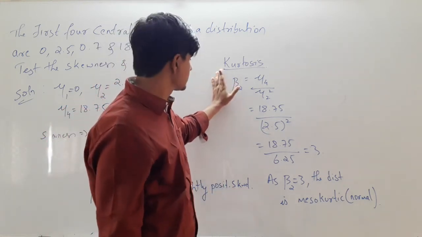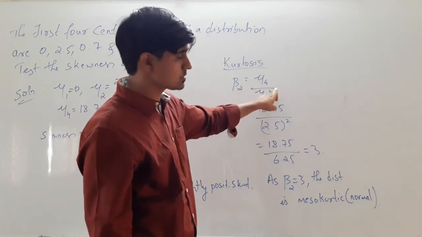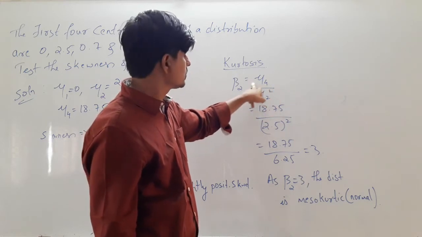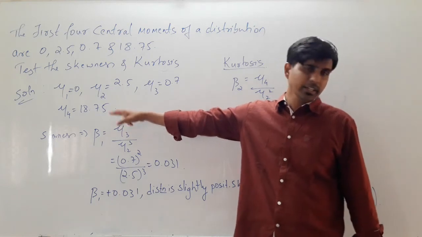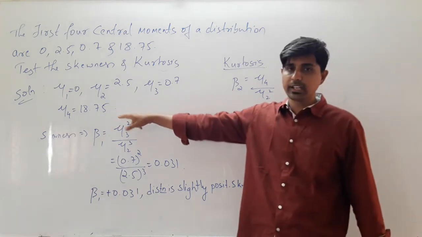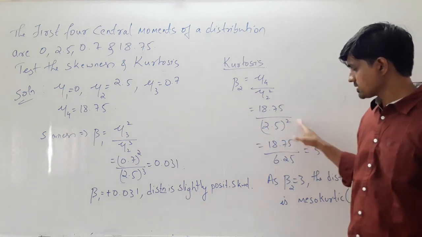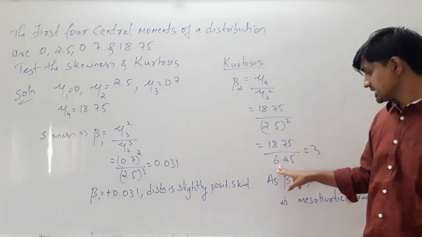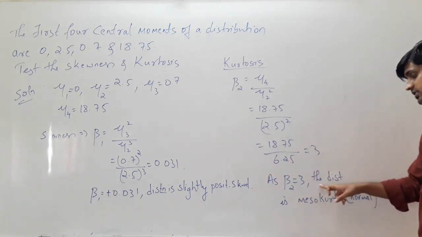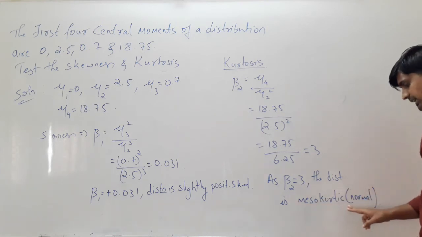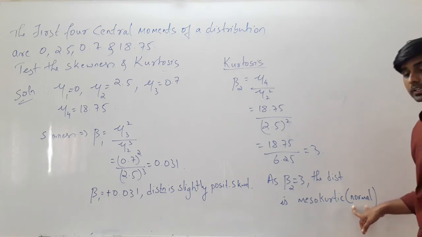Next, for kurtosis, beta 2 is equal to mu4 divided by mu2 square. So mu4 is how much? 18.75. 18.75 divided by 2.5 square. 18.75 divided by 6.25 is equal to 3. How much is it? 3. So if beta 2 is equal to 3, the distribution is mesokurtic, or it is a normal distribution. It is what? Normal distribution.